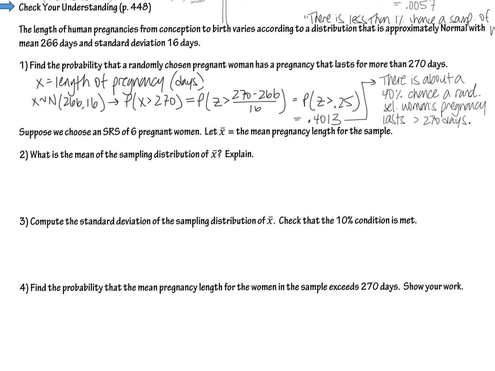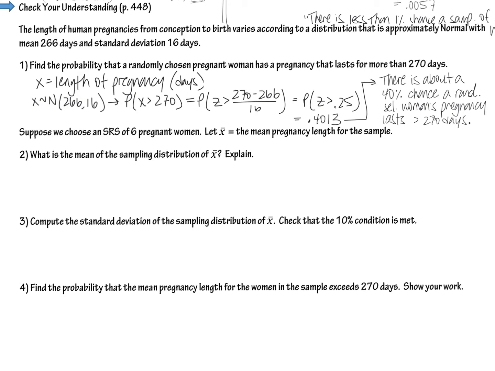Remember, I forgot to mention in the first example that if you're using the table and you're looking up 0.5, that's going to give you something really close to 0.6, but since we're shading to the right here, that's why you subtract from 1. Just don't forget that if you're using the table versus a calculator. That means there's about a 40% chance a randomly selected woman's pregnancy is longer than 270 days. Please don't let it be me.